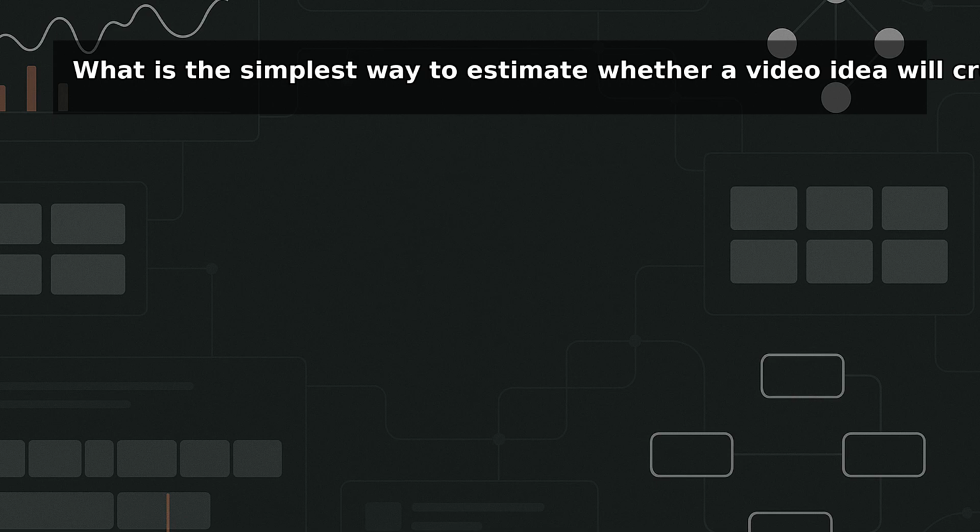So the simplest test is not search volume first. It's title elasticity. Can this idea stretch into more useful titles fast?